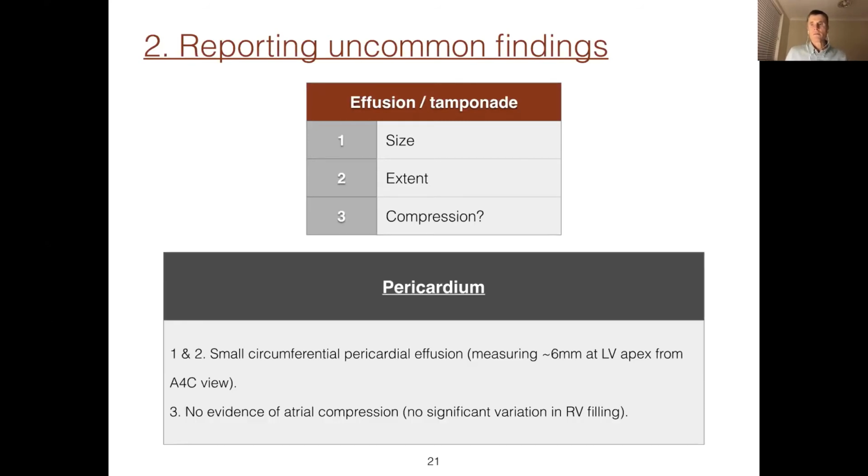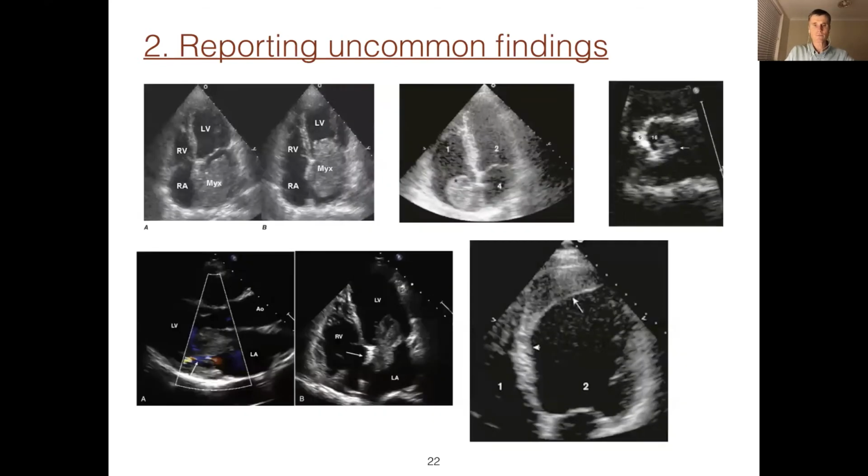So just to wrap things up here, you might in the first case want to say small circumferential pericardial effusion measuring 6 millimeters at the LV apex, and neither of those two were small, but this is just an example of a way that you might want to write it. No evidence of atrial compression, no significant variation in LV filling. If you want a little bit more detail about that, I won't go into a long explanation, but there are a few things that we've already said about tamponade, both in lectures and in another tutorial that's available via the view site.